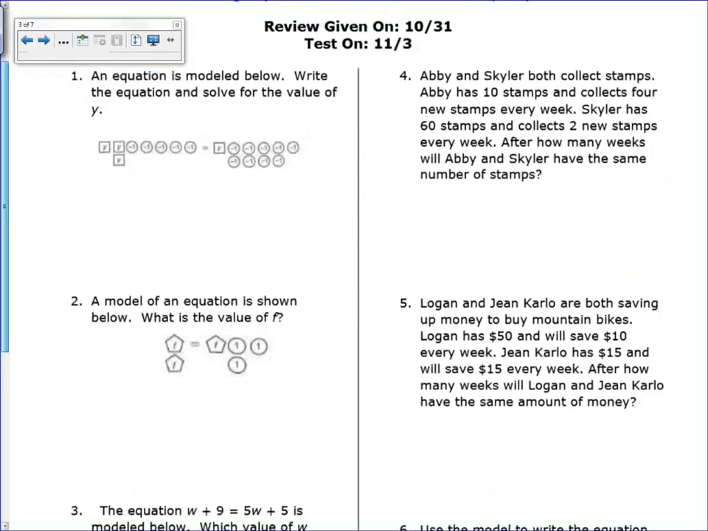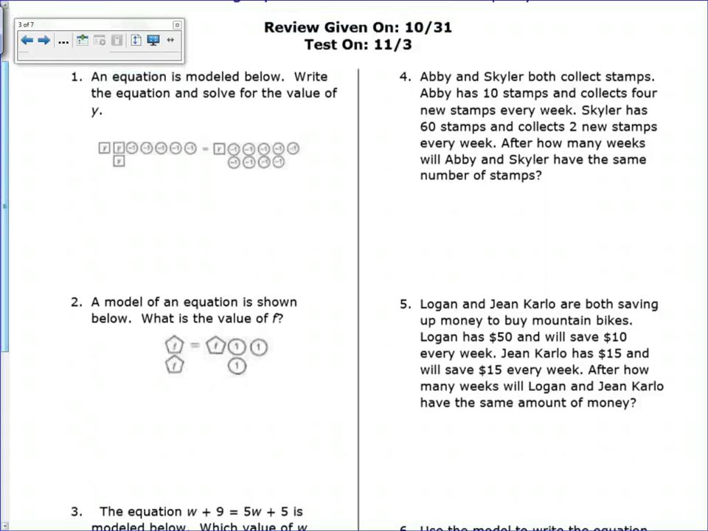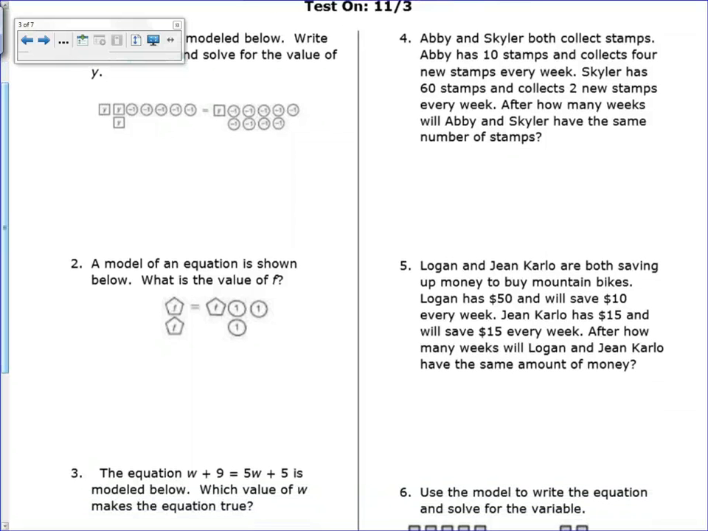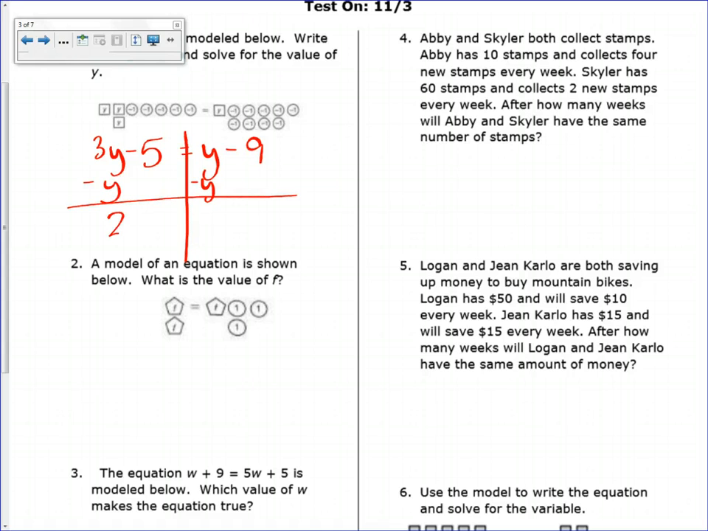So number 1, an equation is modeled below. Write the equation and solve for the value of y. So first we're going to turn this model into an equation. So 3y minus 1, 2, 3, 4, 5, because those are negative counters, equals 1y minus 9. So first I'm going to subtract y, because that's positive. 2y minus 5 equals negative 9.